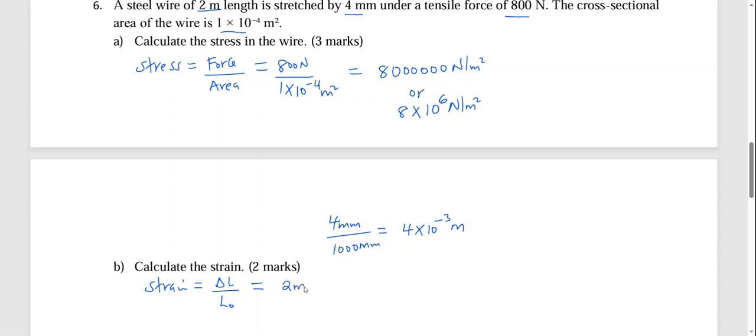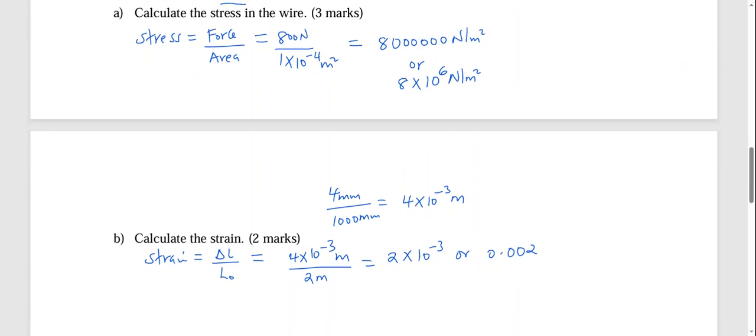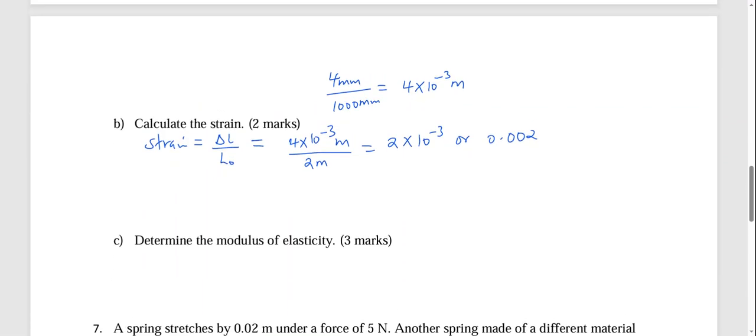Therefore, we substitute into our formula. We'll have 4 times 10 raised to negative 3 meters all over 2 meters. For this case, we'll end up having 2 times 10 raised to negative 3, or 0.002. Now determine the modulus of elasticity.